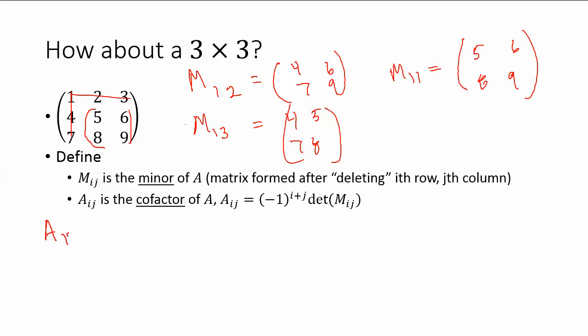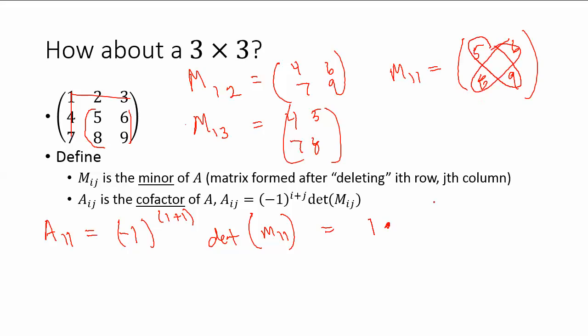A11 would be the first row, first column cofactor, and we're told that it equals -1 to the i plus j power. In this case, i is 1, j is 1, so this is -1 to the 1 plus 1 power, times the determinant of Mij, which in this case would be M11. So -1 to the second power is +1, times the determinant of M11, which would be the product of the diagonals and then the difference between those. So 5 times 9 minus 8 times 6, which is 45 minus 48, which is -3.